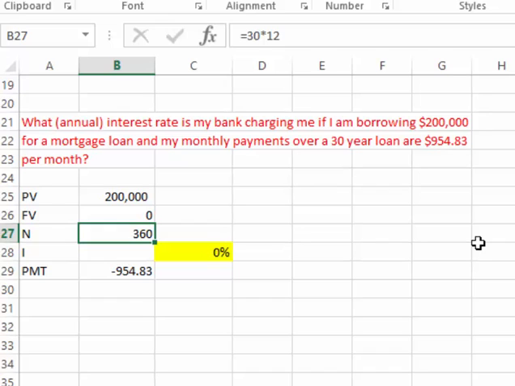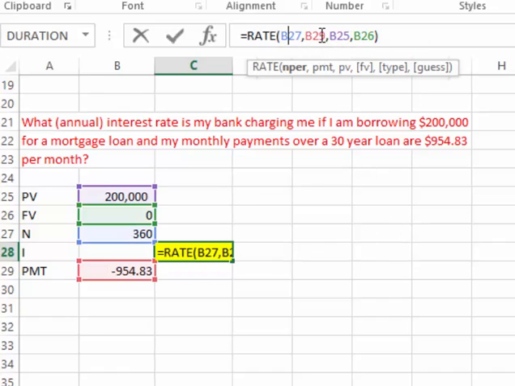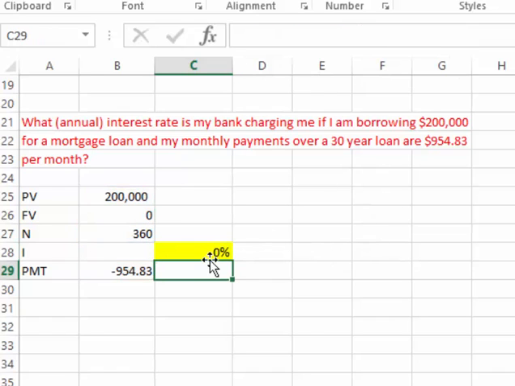The number of periods is 30 years times 12 periods per year, so we've got 360 of those. The payments are given to us as $954. I'm going to put a negative sign in front of that because it is a payment. And then I use the rate function, solve for the rate with the number of periods, the payment, the present value, and the future value. And when I hit enter, I get 0. Hopefully by now you realize that the first thing I need to do is add some more decimal places. So we're going to add at least a couple of decimal places, and now my result says 0.33%.